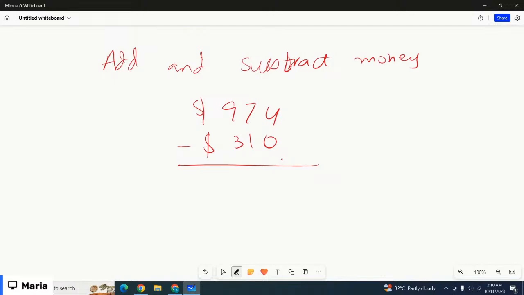You have to subtract, right? So 4 take away 0 is 4. 7 take away 1 is 6 and 9 take away 3 is 6, so that would be 664. So subtracting money is exactly the same as subtracting numbers, right? Because money is also in the form of numbers, so subtracting numbers and subtracting money is exactly the same. Got it?